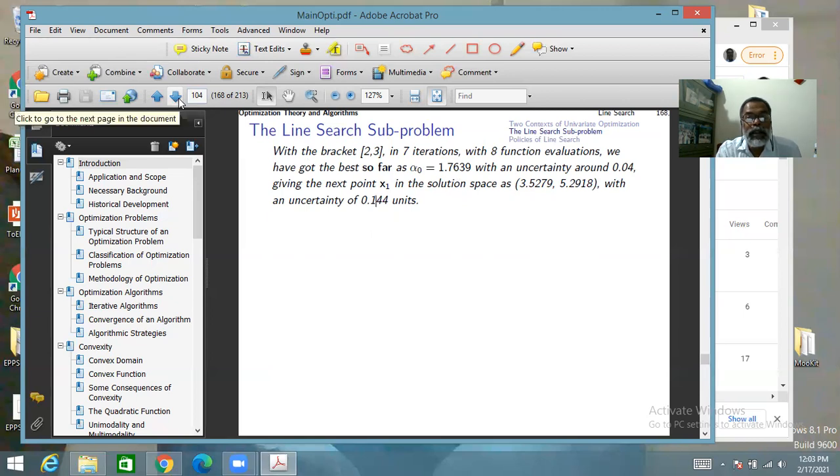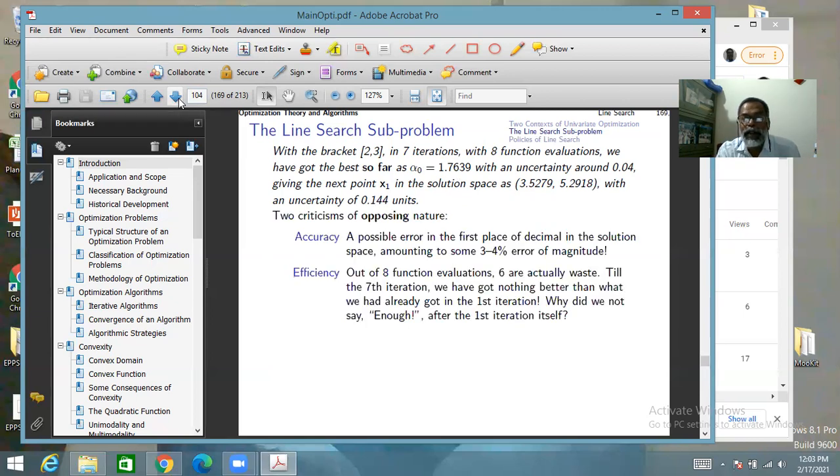There are two possibilities of criticisms of opposing nature. One is that at the second place of decimal, there is a possibility of uncertainty in alpha, and that is quite high. Okay. And for the solution space, which is X space, there is a possibility of uncertainty in the first decimal place itself. So can it be called good? So a criticism can be made on accuracy, so far as single variable optimization problem has been concerned.